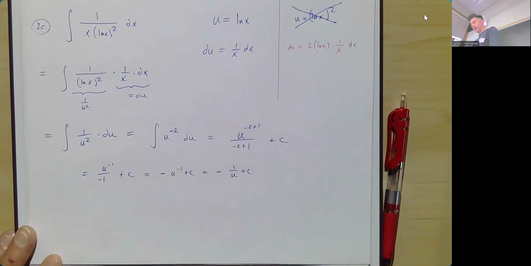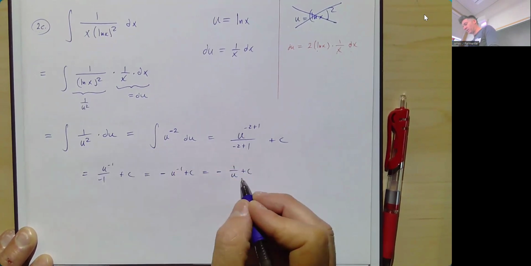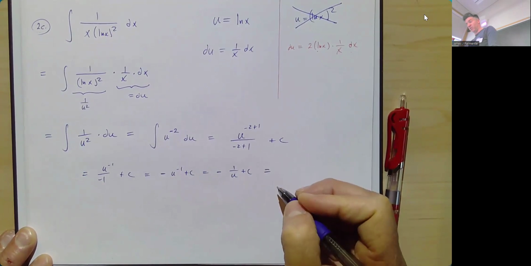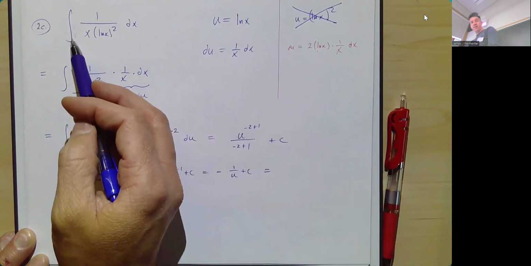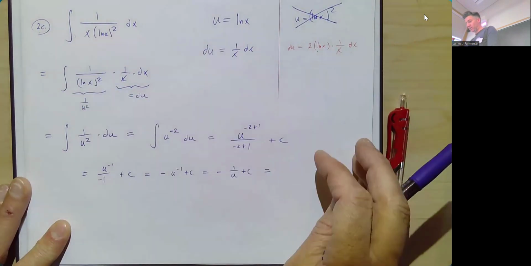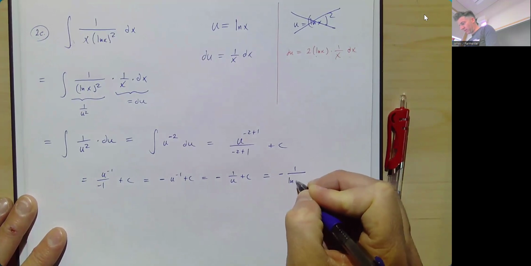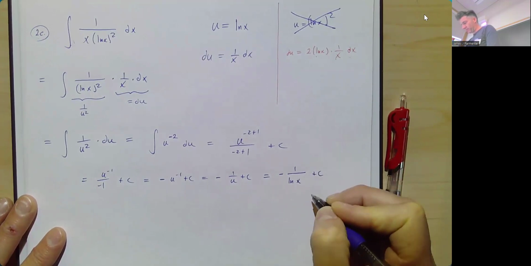You'd be perfectly fine with this choice or this choice, but I can't leave it like this. We plug back in what u is equal to, because if it's indefinite, you have to end with the same variable you started with. I started with x's, I got to end with x's. It's going to be negative 1 over the natural log of x plus c.